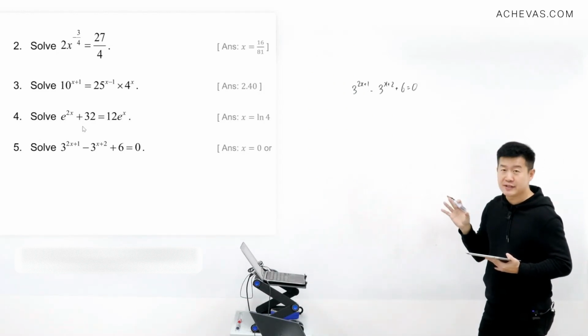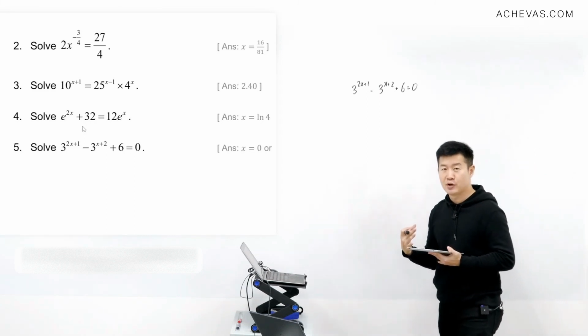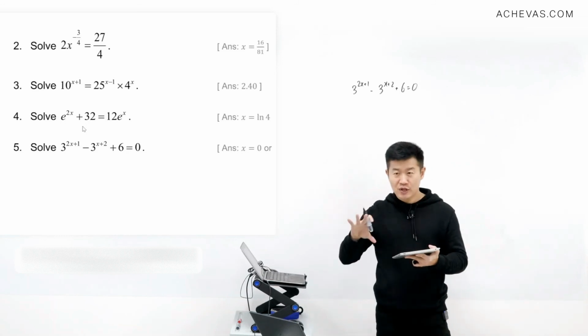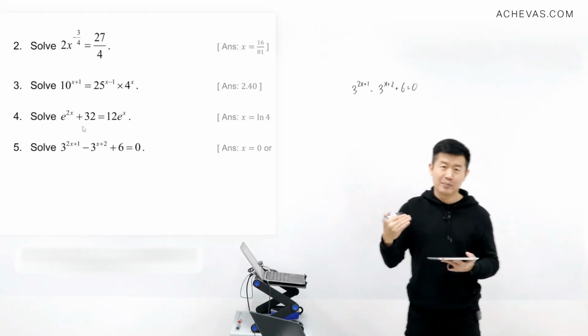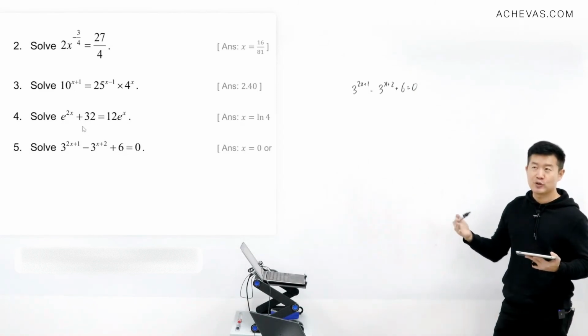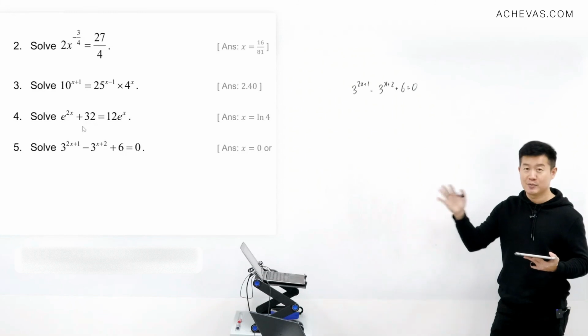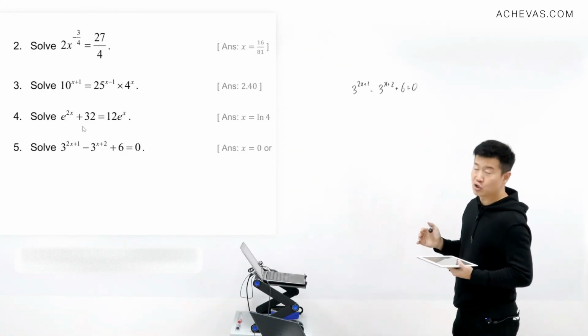This is actually very similar to question number 4. So I'm going to use the experience that I have in question number 4, which is to get an equation that contains just one single exponential form, and then let it be equal to y, or some other letter. I'm going to solve for an equation in terms of that y first. So let's see whether we can use the same strategy here.